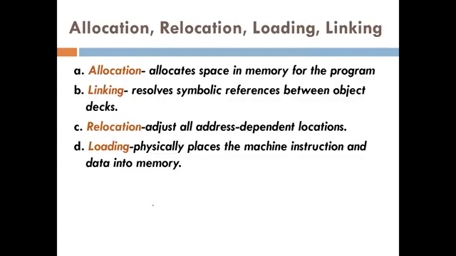Adjust all the address dependent locations, which means in my program, wherever I am using addresses, that has to be converted from relative address into absolute address. So in my program, first I have allotted memory to load the program. Then I will search for all the symbolic values and find the address for all the symbolic values. That is known as linking.